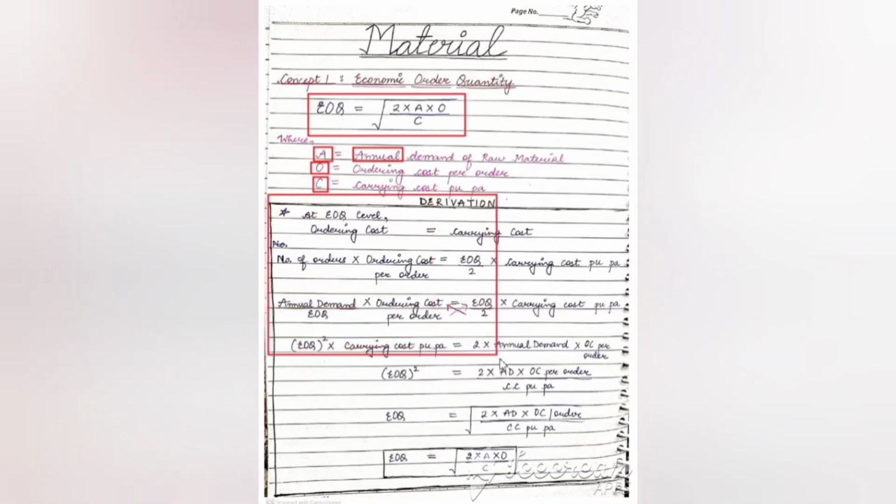Then we have the derivation of this formula given by Mr. Wilson, but we'll understand this derivation in detail after completing all the formulas of this chapter. So A is equal to annual demand or purchase of raw material.